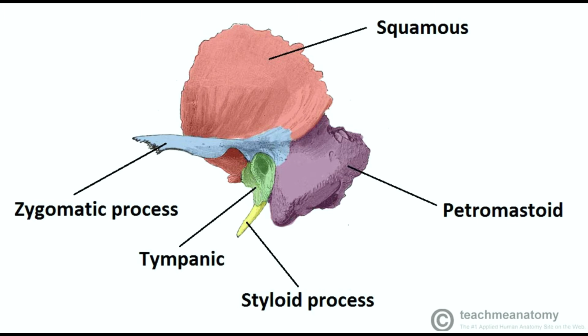We have the squamous part, this one here. The zygomatic process, this one here. The tympanic part, the styloid part, and the petromastoid part. So it has accommodation for auditory functions, and it also has accommodation or attachments for muscles of mastication.